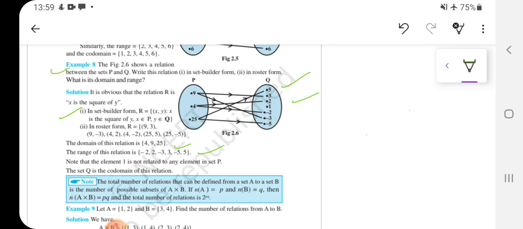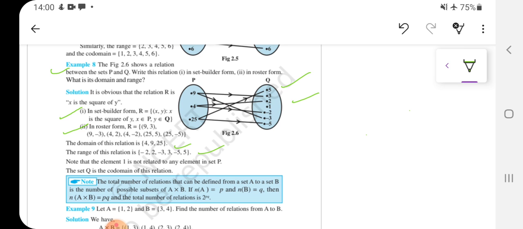Now roster form, 9 is linked to 3, so 9 comma 3, one ordered pair will be there. 9 is linked to -3, so 9 comma -3 will be one more ordered pair. Next 4 is linked to 2 and -2, 4 comma 2, 4 comma -2. 25 is linked to two elements 5 and -5, so 25 comma 5 and 25 comma -5. All these elements will be there in the relation set, and it is written in the form of roster form, because you all know set builder form is different from roster form. How are they both different?